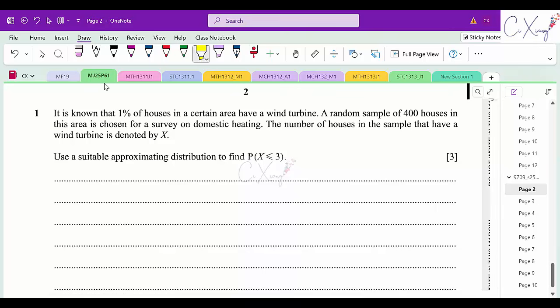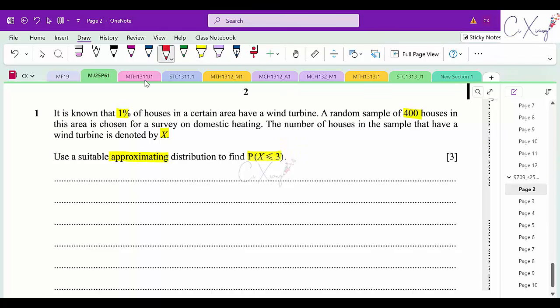Okay, so it is known that 1% of houses in a certain area have a wind turbine. Then a sample of 400 houses in the area is chosen for a survey. The number of houses in the sample that have a wind turbine is denoted by X. Use a suitable approximating distribution to find P(X ≤ 3).